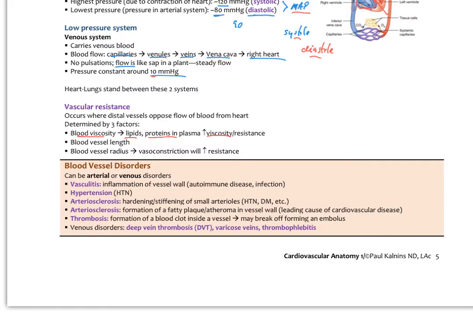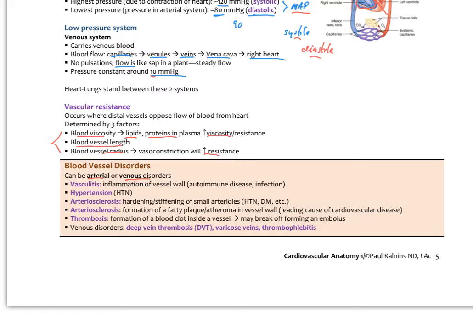The length of the blood vessel, obviously, the longer the vessel, the more resistance, and then the vessel radius. So a smaller vessel will have more resistance. So these are the three factors we'll need to look at when we look at different vascular disorders. Now, just as a summary of blood vessel disorders, they can be arterial or venous. So they can affect either the arterial or venous system.